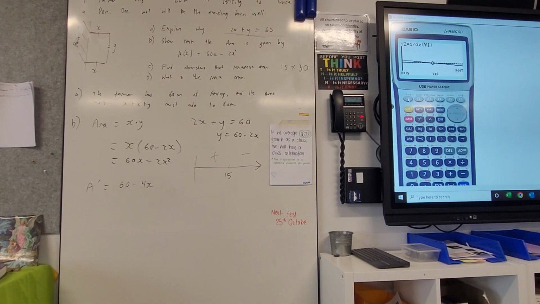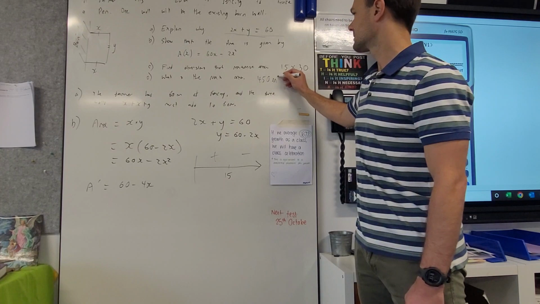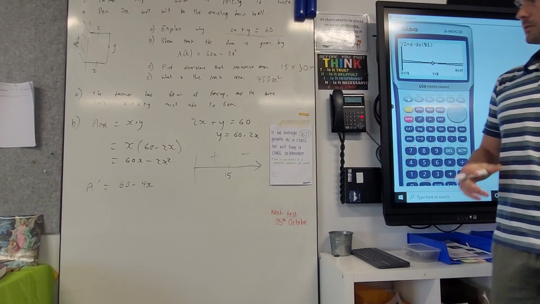And then the answer to part D, what is the maximum area? Well, 15 times 30 gives you that 450 we saw before. 450 meters squared, and then up here we should have a unit as well for meters.